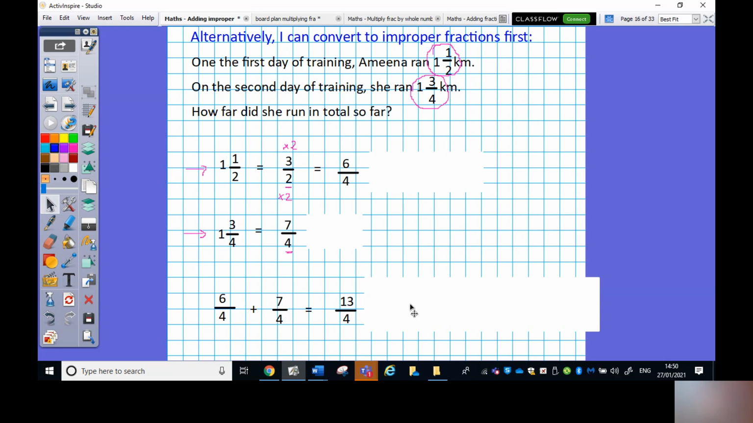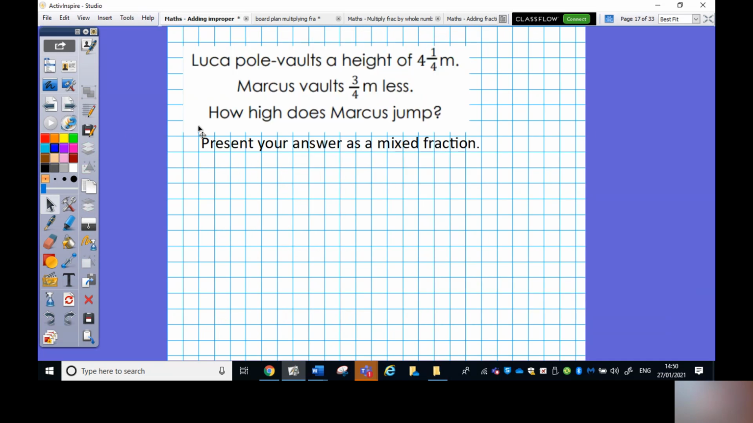How would I write that as a mixed number? Good. 13 divided by 4 equals 3 and 1/4. Excellent. Good job. Let's do another one. Luca pole vaults a height of 4 1/4 meters. Marcus vaults 3/4 meters less. How high does Marcus jump?